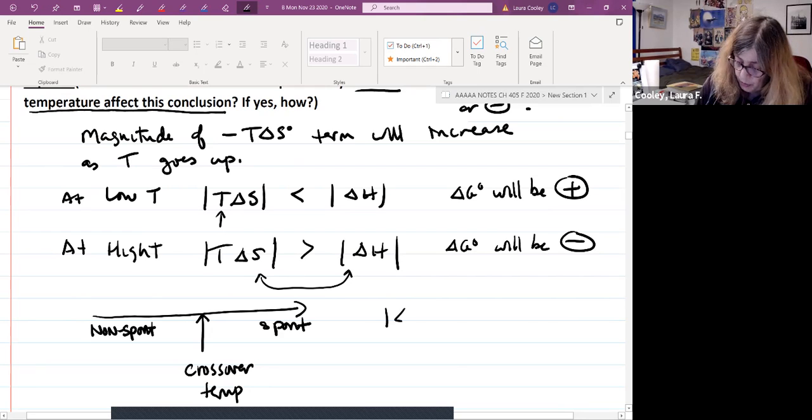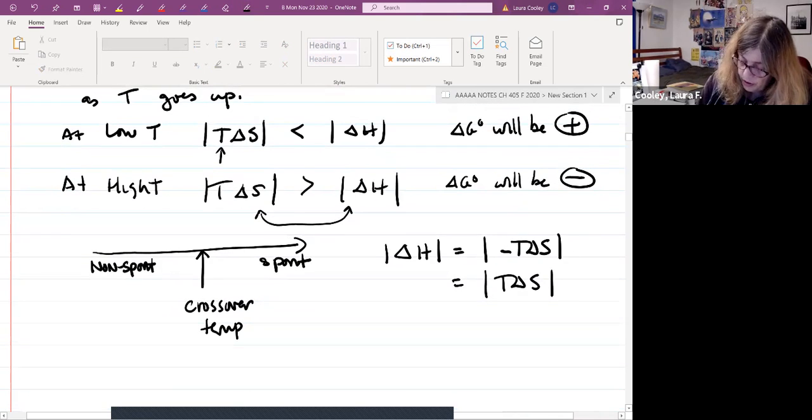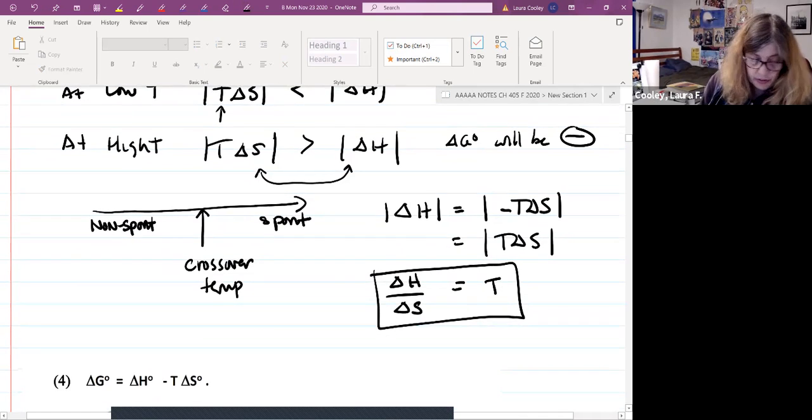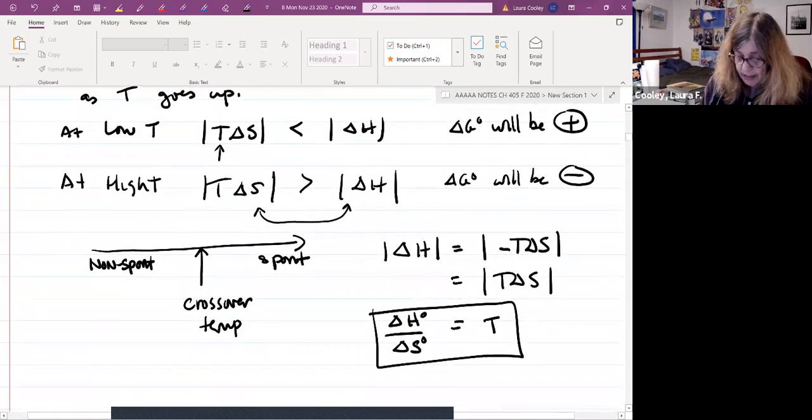So it's when they're equal, right? When delta H equals minus T delta S, well, minus T delta S and T delta S, the same thing, because it's the absolute value. So the temperature will be delta H over delta S. Okay, so if you take and divide the delta H0 by the delta S0 and you get a temperature, that's the crossover temperature.